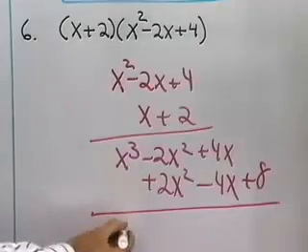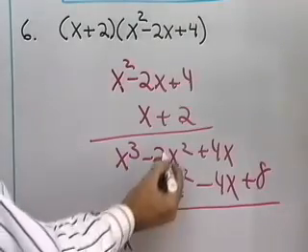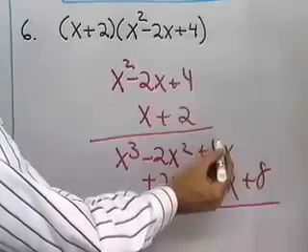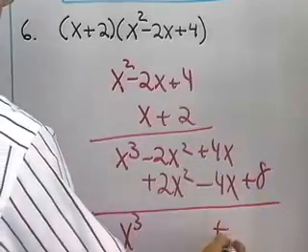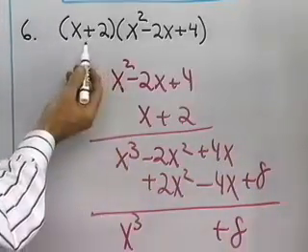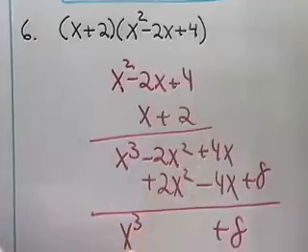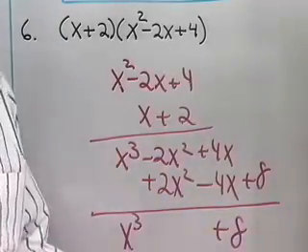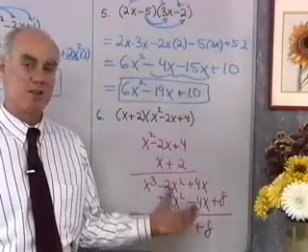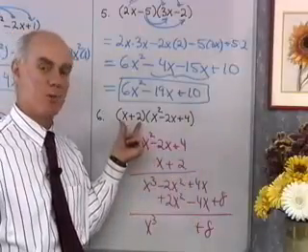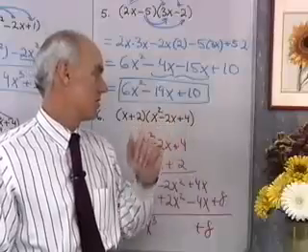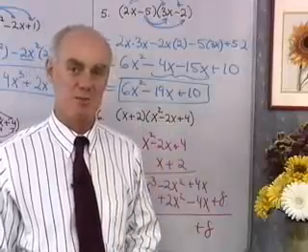Now I'll add in columns similar terms: x cubed plus 0x squared plus 0x plus 8. So the answer here is x plus 2 times x squared minus 2x plus 4 is x cubed plus 8. This is the column method right here. It's just a way of organizing your work so that you multiply each of these terms times each of these terms right here. And that's multiplication with polynomials.